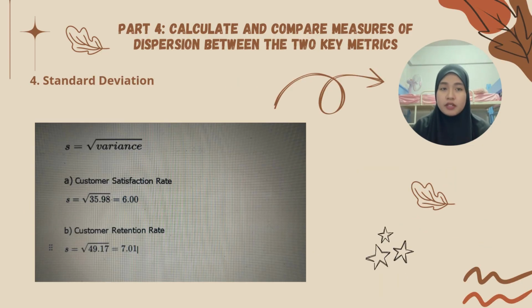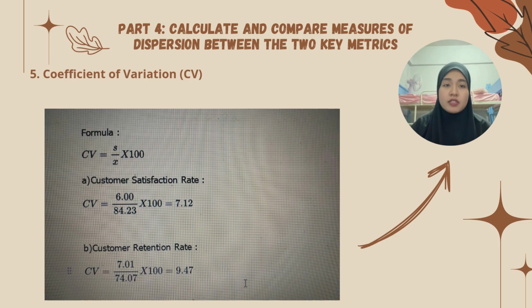The next part for the measures of dispersion is standard deviation. The formula is S equals the square root of variance. The standard deviation for customer satisfaction rate is 6.00%. The standard deviation for customer retention rate is 7.01%. The last part of measures of dispersion is coefficient of variation, CV. The formula is CV equals S divided by X-bar times 100. The CV for customer satisfaction rate is 7.12%. The CV for customer retention rate is 9.47%.